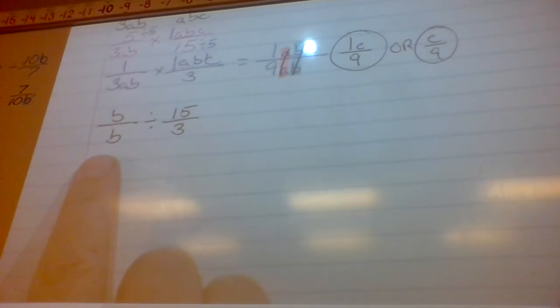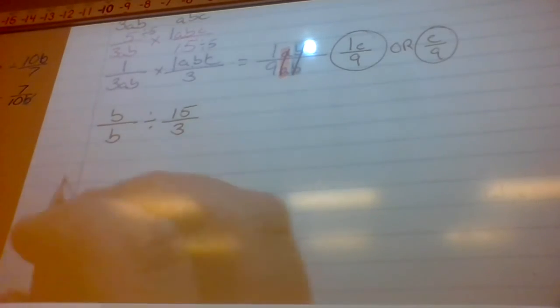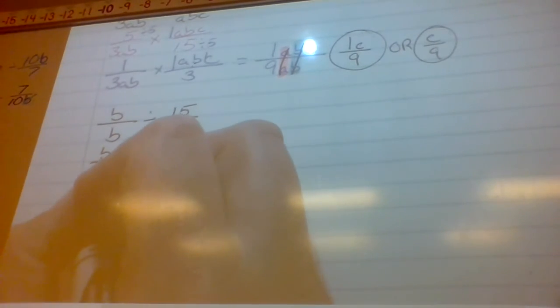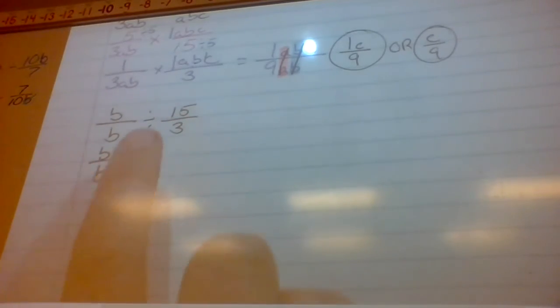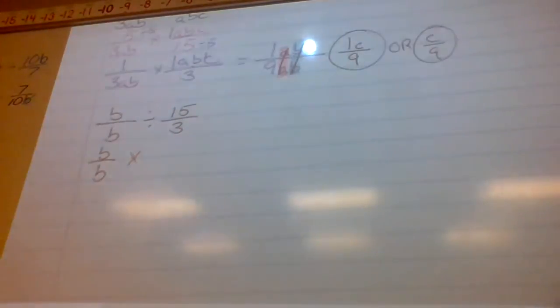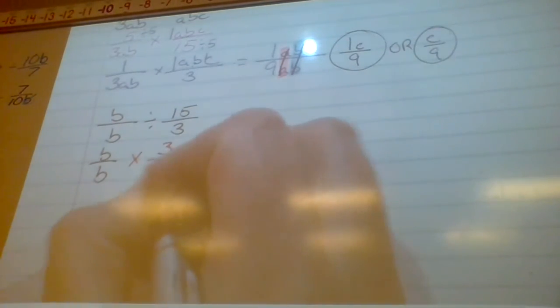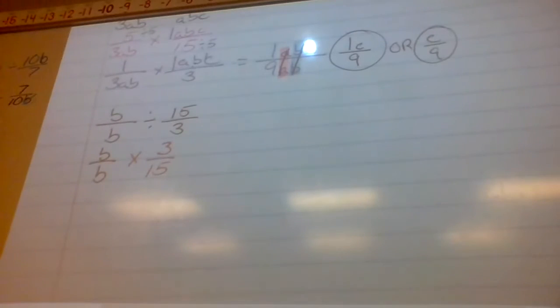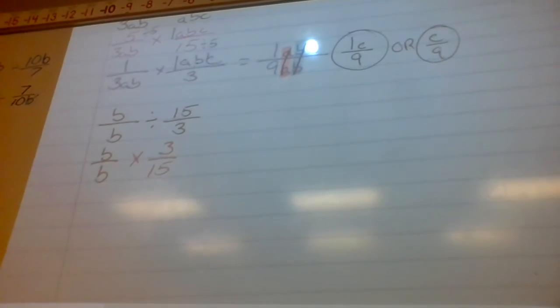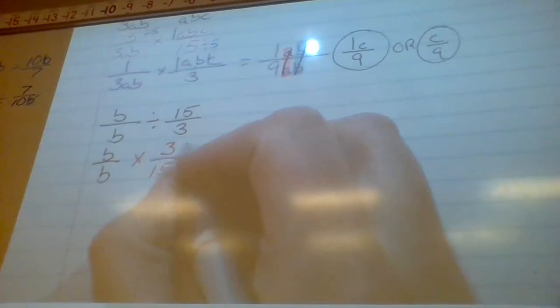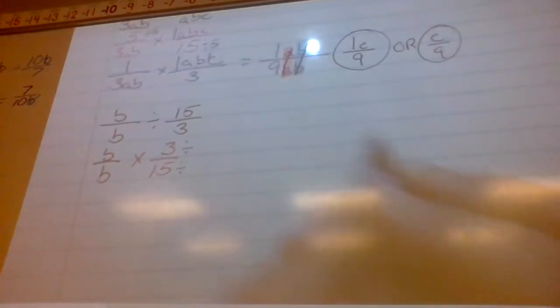What happens to B over B? It stays the same. What happens to division? Simplification. What happens to 15 thirds? Okay, now what? We're gonna cancel out. Can anything on here cancel out? What can go into both 3 and 15? 3.